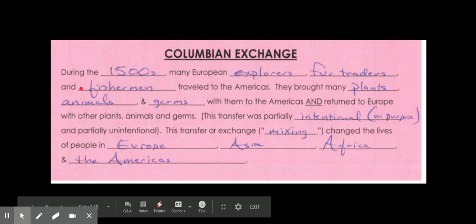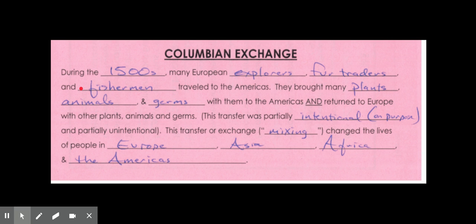Okay, the notes here, you can pause, but I'm going to read it to you. During the 1500s, many European explorers, and fur traders, another group that's going to go over, trade with the Indians. A lot of the fishermen start trading with the Indians. One thing the native people have to trade that the Europeans are very interested in is animal furs, especially beaver furs. We'll find out they become very important in the history of our country.